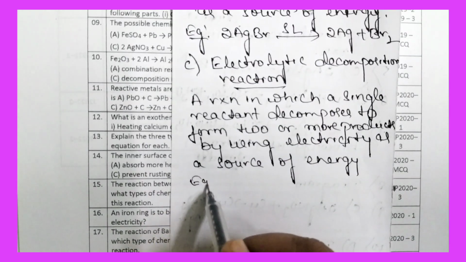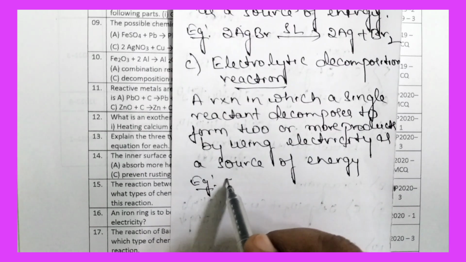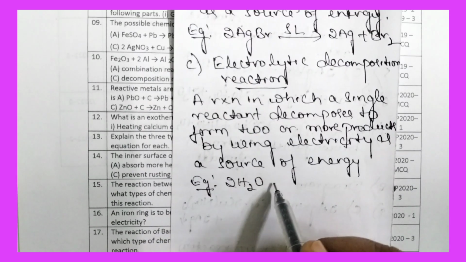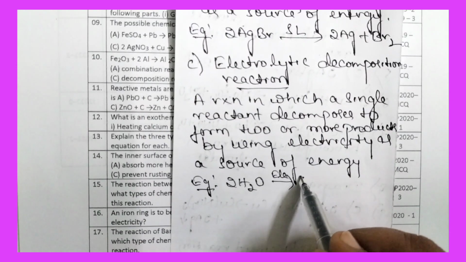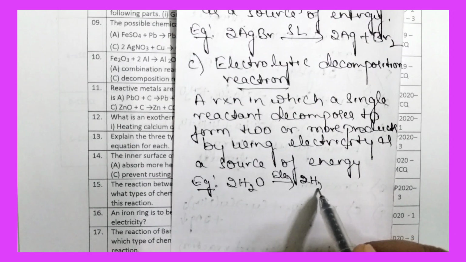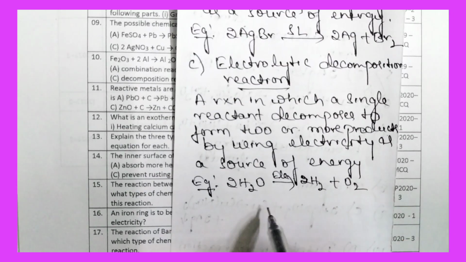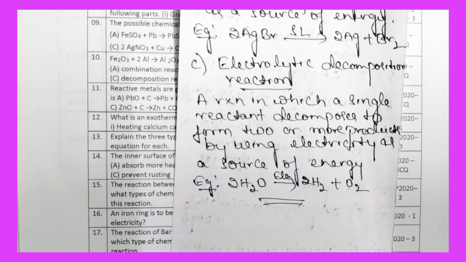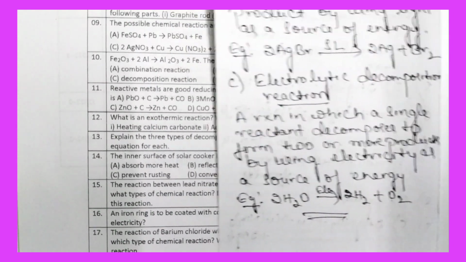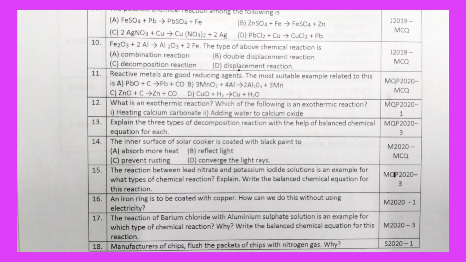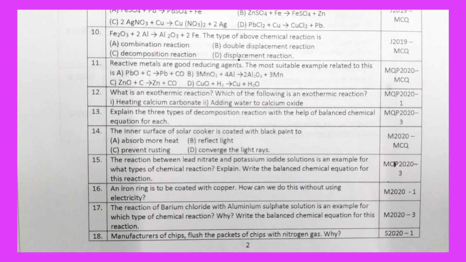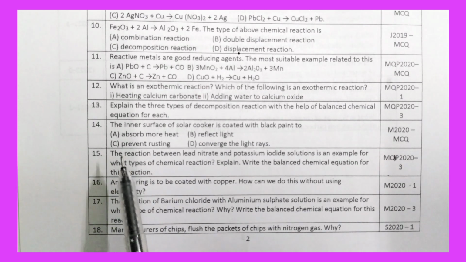So let us take an example for this one. The example is 2H2O, in presence of electricity, it decomposes to 2H2 and O2, hydrogen and oxygen. So these are the three types of decomposition reaction. We have explained all the three types of decomposition reaction with balanced equation for each. So now let us move to the 14th question.